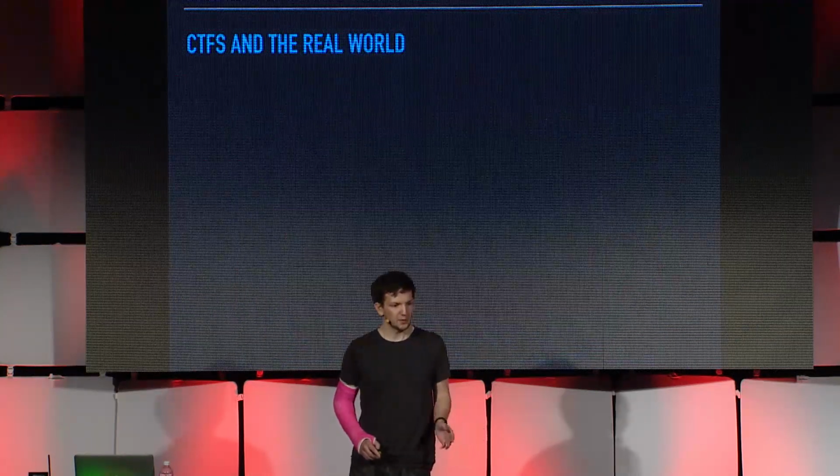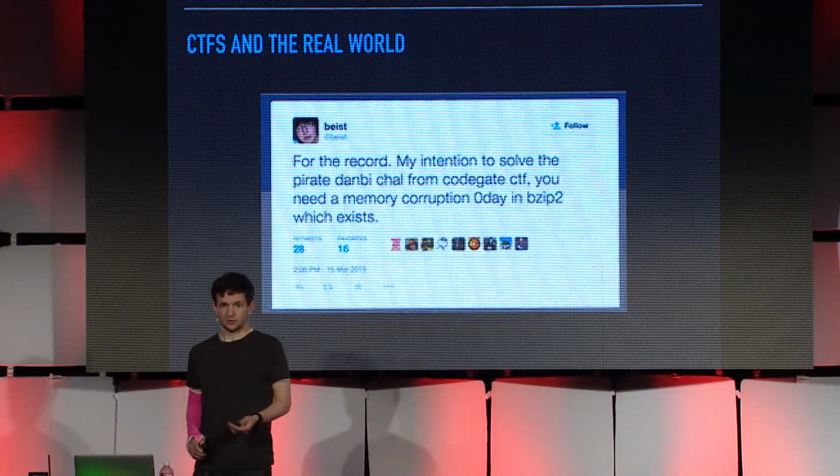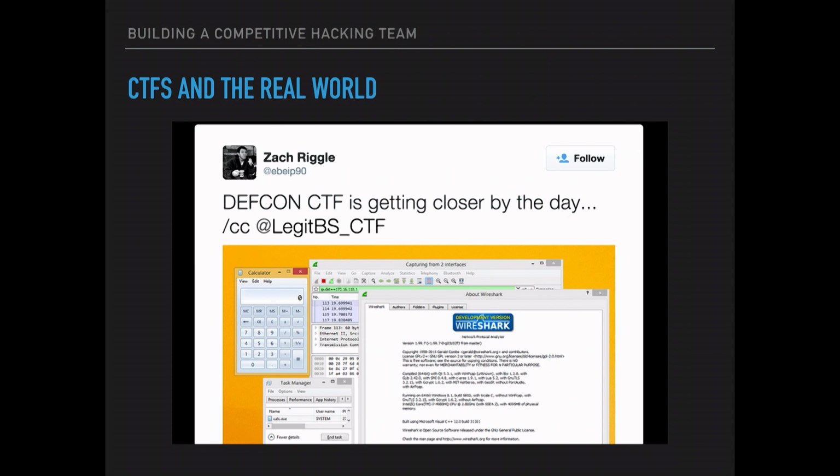Fine. Not exceptional, though. The year before that, there was a competition called CodeGate. One of the intended solutions for solving a challenge was to actually use a 0-day in bzip to get memory corruption. OK, the year before that, there's preparing for Defcon. What a lot of teams will actually do is find 0-days in utilities like Wireshark that a lot of teams use. So they're finding these and mentioning that they found these to attack other teams.